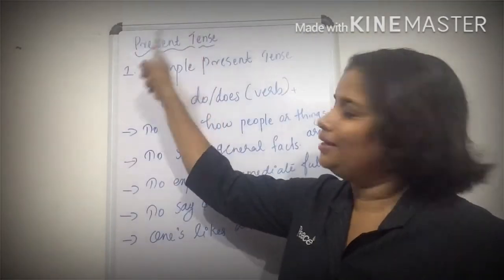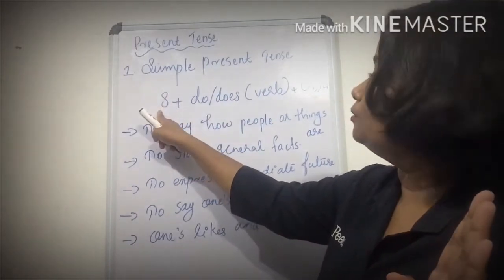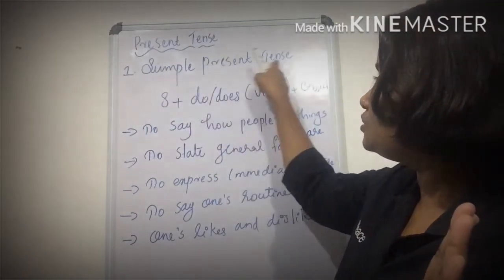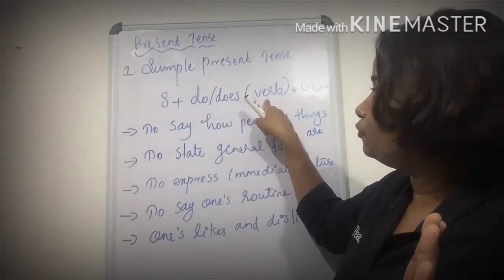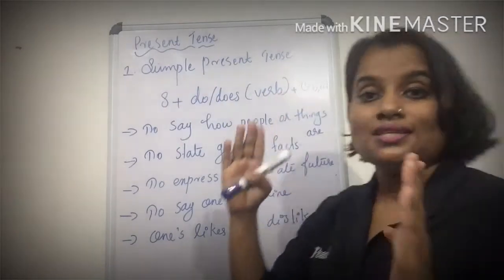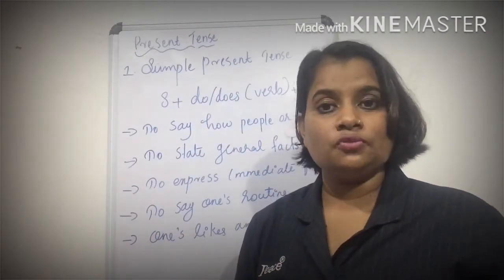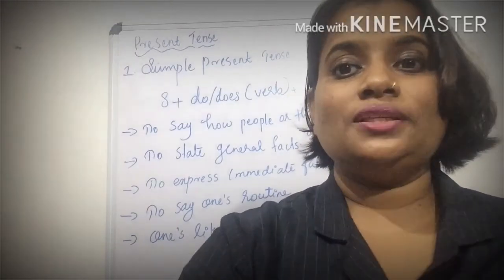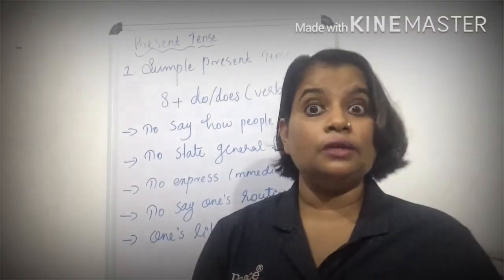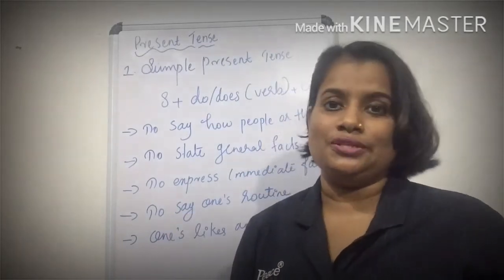Present tense. Okay. So the structure of the statement for the simple present tense is subject plus do or does, verb form, plus object. When the subject of the statement is singular, the verb takes s or es. When the subject of the statement is plural, we use the verb's first form.